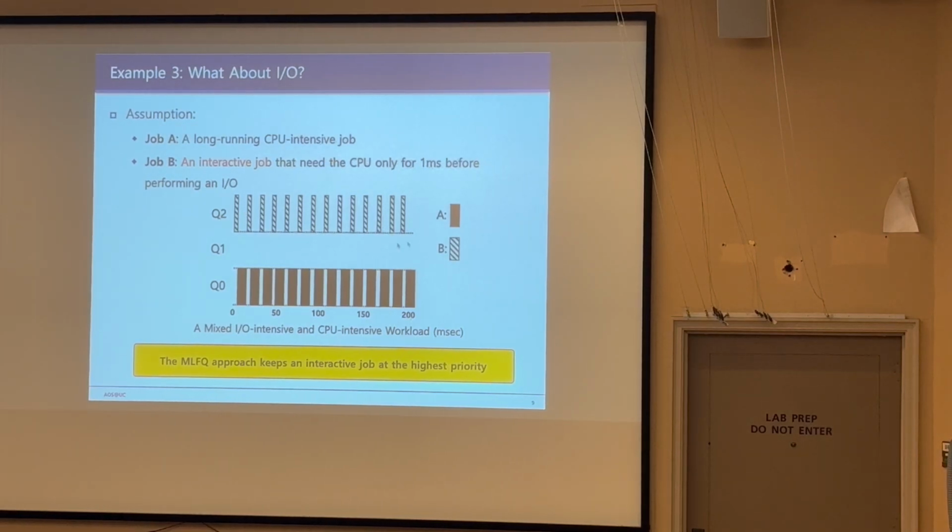Can anyone try to explain why the scheduling looks like this? I think this becomes more interesting. I'll give you 30 seconds. So why does the scheduling of processes A and B look like this?